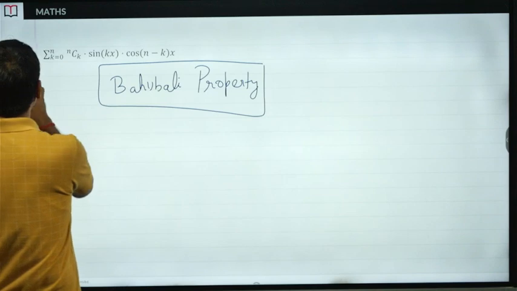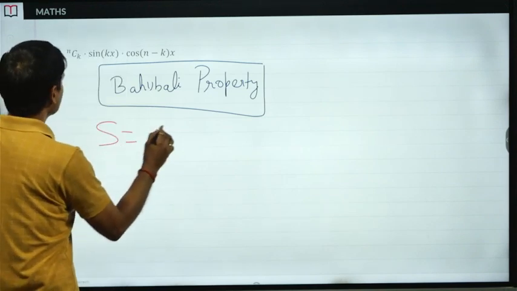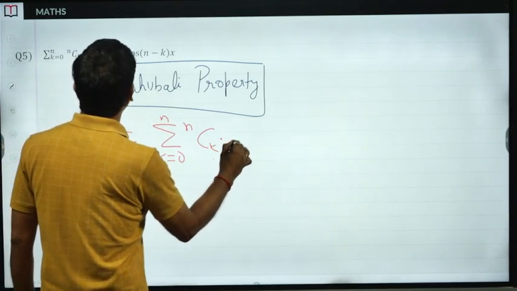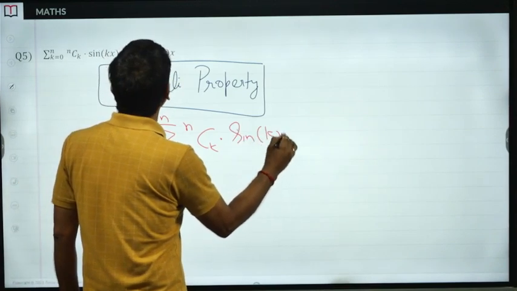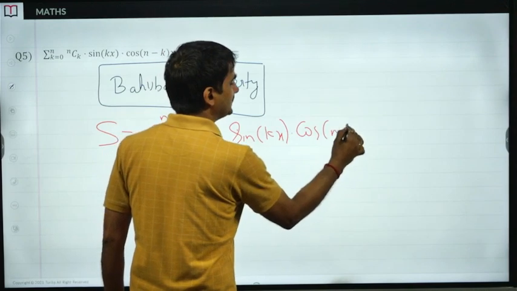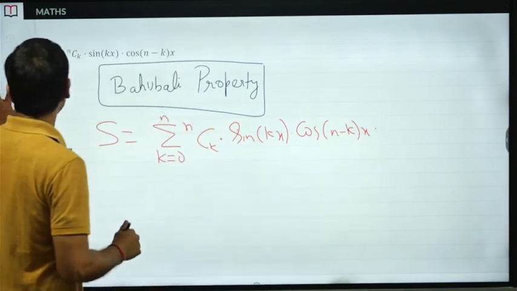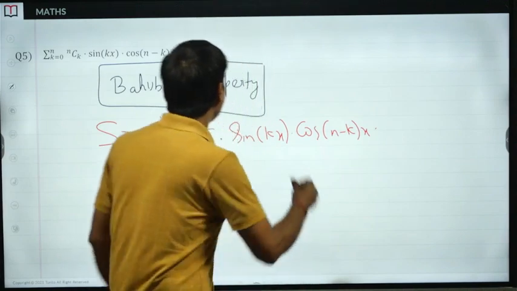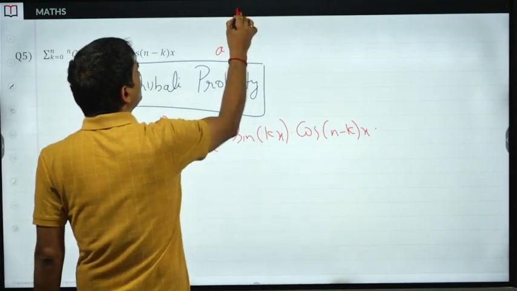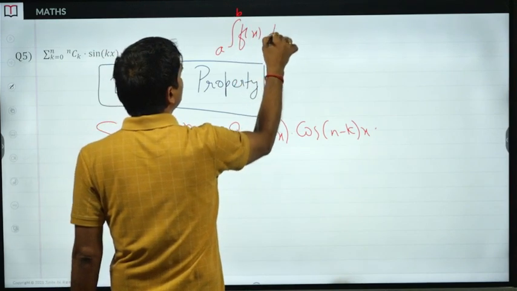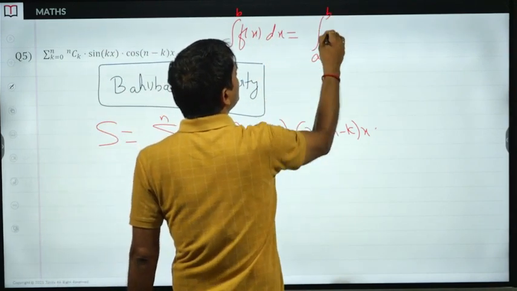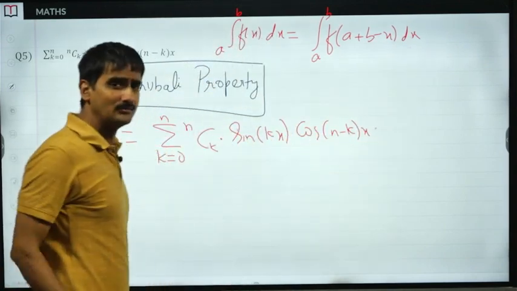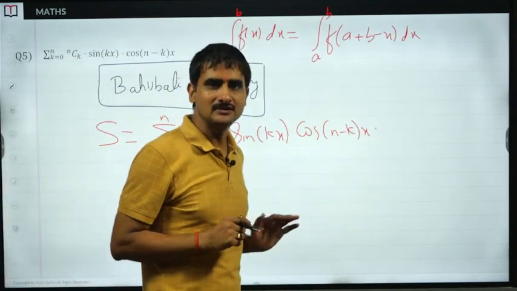So see, I will say let this series be S, which is the summation, k goes from 0 to n, nCk times sine of kx into cos of (n minus k) times x. Now what is Bahubali property? Bahubali property simply says, see, that's a property which we very commonly use in definite integration, which is integral a to b f(x) dx is integral a to b f(a plus b minus x) dx. Okay, the most important property I say in definite integral.